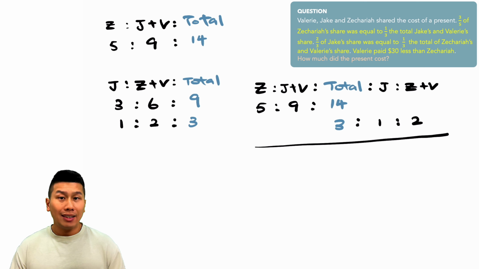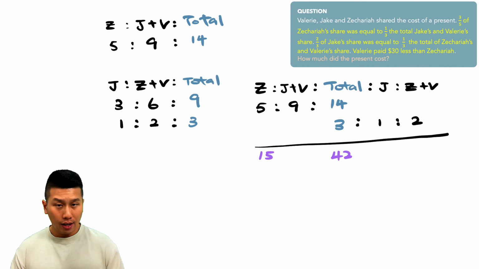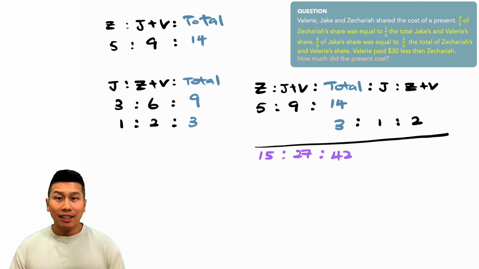Okay, we start equalizing the ratio through the total by multiplying 14 with 3, giving us 42. And then diagonally, we shall multiply in this manner. 5 times 3 gives me 15. And 9 times 3 gives me 27. And on the other side, we're going to multiply 14 with 1, gives me 14, and then 14 with 2, giving 28.